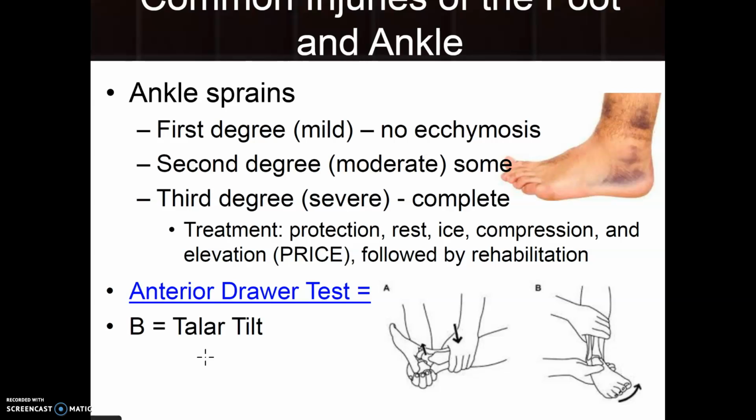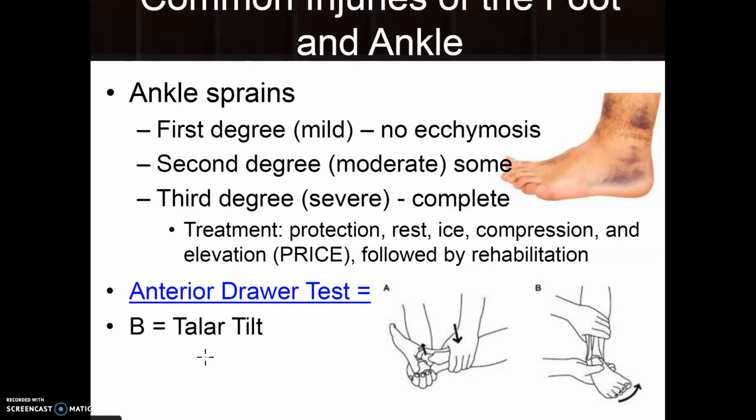Again, ankle sprains come in three levels. We talked about this earlier. Based on the amount of damage to the tissue: first degree, second degree, third degree. First degree is the most mild, third degree is the most severe.